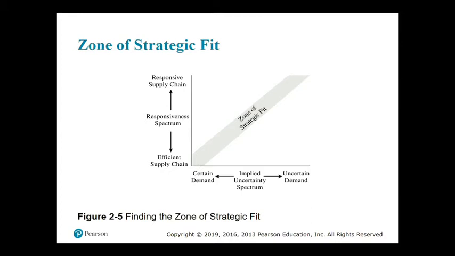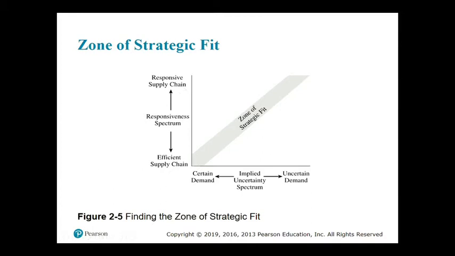Right, so on the y-axis, we have the responsiveness spectrum going from efficient to responsive. And on the x-axis, we have demand uncertainty going from low to high. We want to make sure that when demand uncertainty is low, we match it with an efficient supply chain, whereas when demand uncertainty is high, we match it with a responsive supply chain.